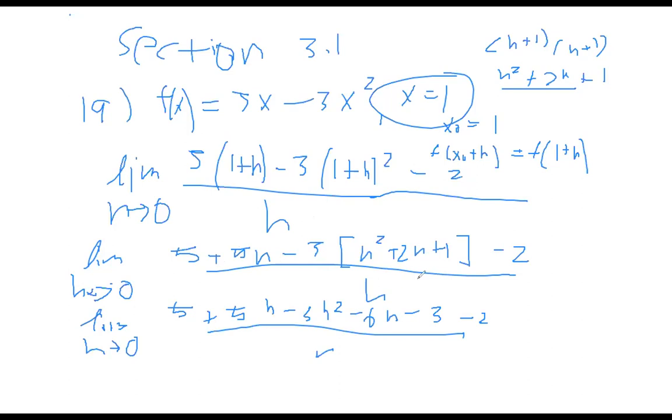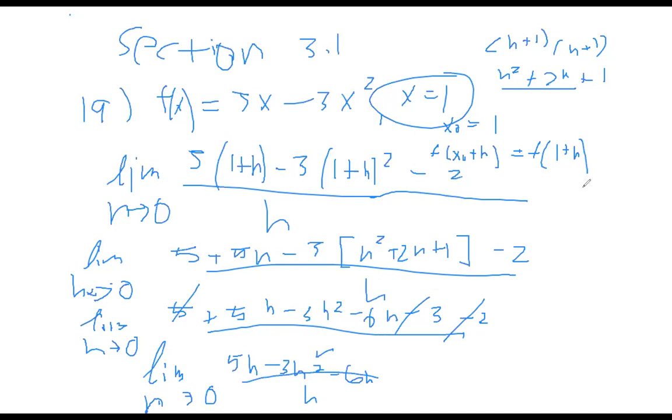So 5 minus 3 is 2, and 2 minus 2 is 0, so that cancels out. So you have the limit as h approaches 0 of 5h minus 3h squared minus 6h, all over h. You just have to make sure you follow along and simplify everything throughout the process.